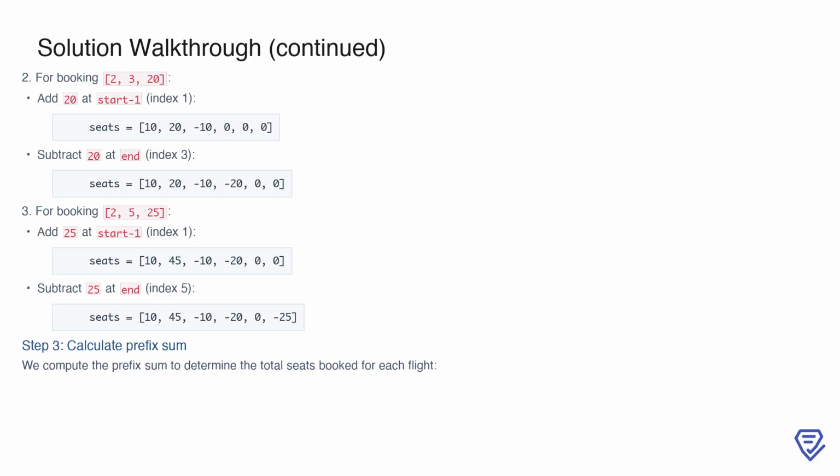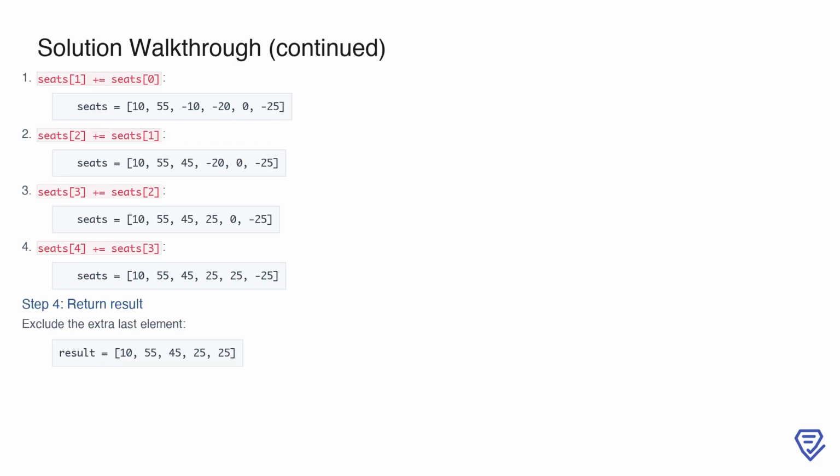With all bookings processed, we move on to compute the prefix sum to determine the total seats booked for each flight. To calculate the prefix sum, we start with the first flight and propagate the cumulative sum across the array.